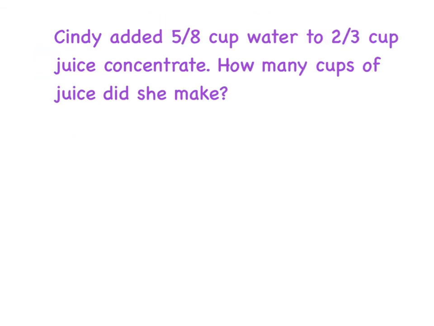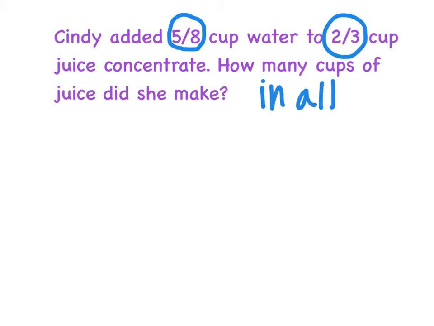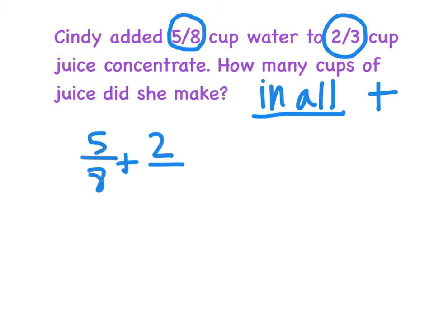Let's try one more together, but with a word problem. Cindy added 5/8 cup water to 2/3 cup juice concentrate. How many cups of juice did she make? Think back to CUBES, which is the problem-solving strategy that we have already learned. Circle any important numbers. That's always your first step. It wants to know how many cups did she make. It's asking how many cups in all, which is an important math phrase because it tells us that we're looking for the total. So I know that I need to add 5/8 plus 2/3.